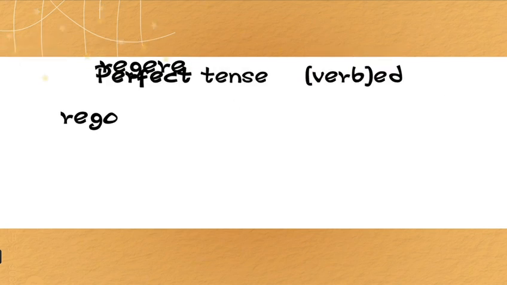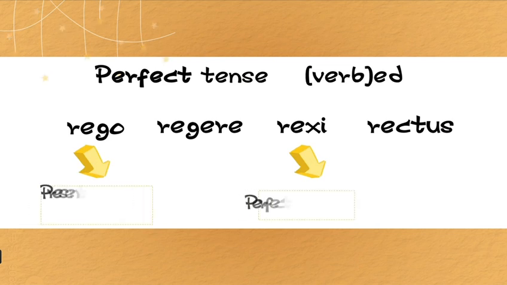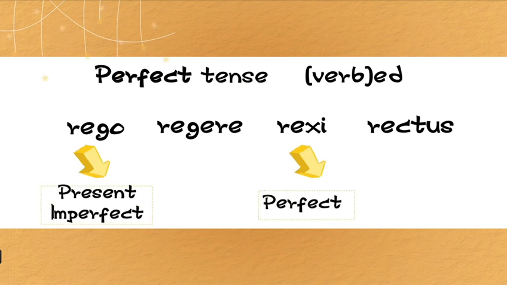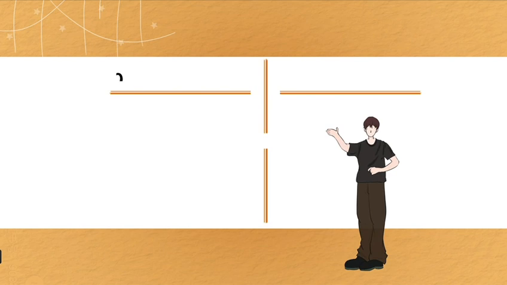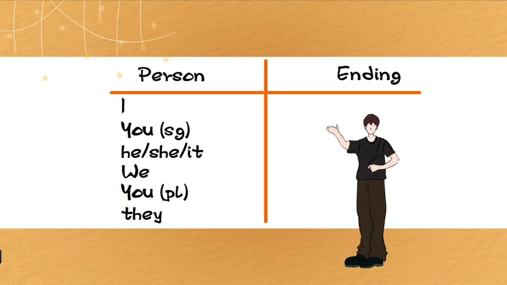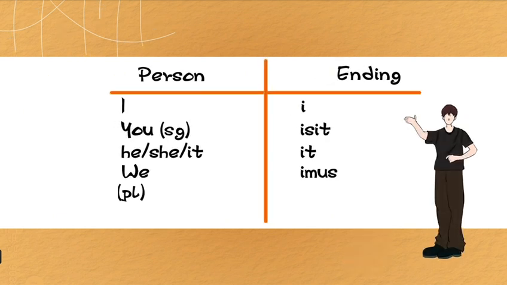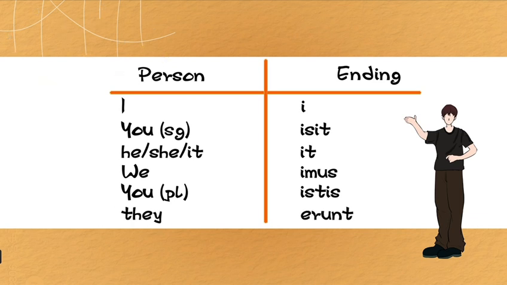The subject of the video, the perfect tense, comes from the third principal part, and it is translated as "verbed." Like all verb tenses, the perfect tense also has a set of endings that indicate what tense it is, and they are: -i, -isti, -it, -imus, -istis, -erunt. The tricky part about this tense stems from its principal part.